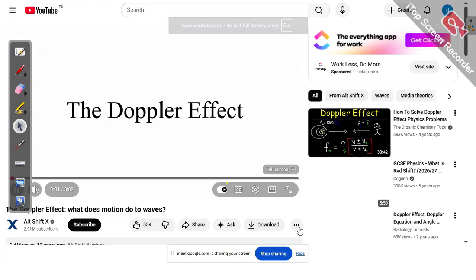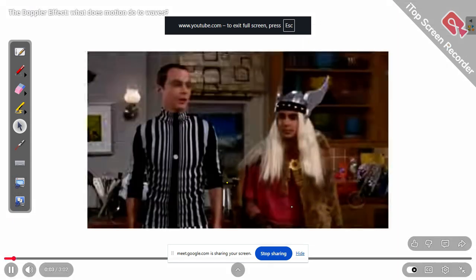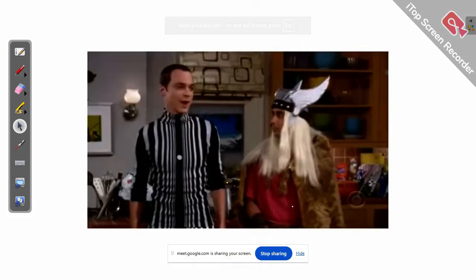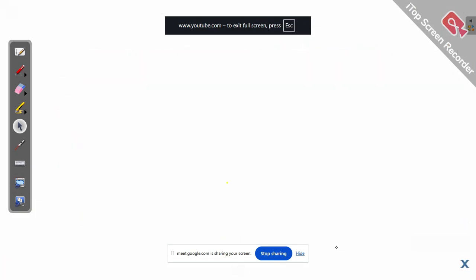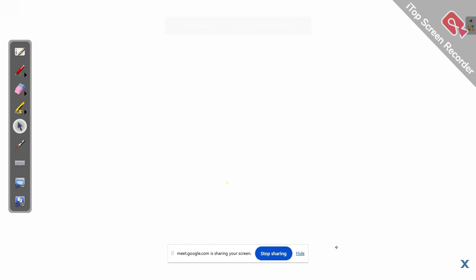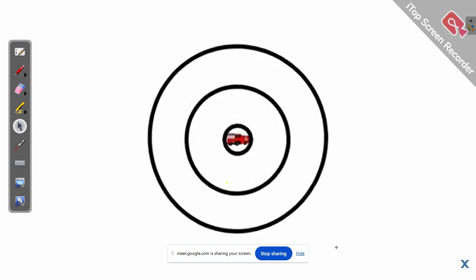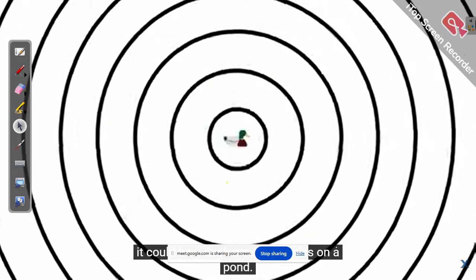The Doppler effect. In Sheldon's words, it's the apparent change in the frequency of a wave. The Doppler effect is perhaps best explained visually. So here's a thing that is emitting waves. It could be a fire truck emitting sound, it could be a star emitting light, it could be a duck creating ripples on a pond.